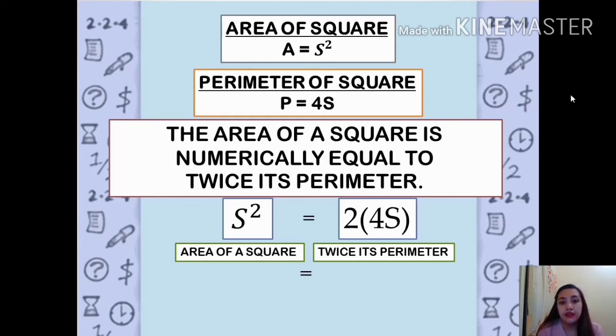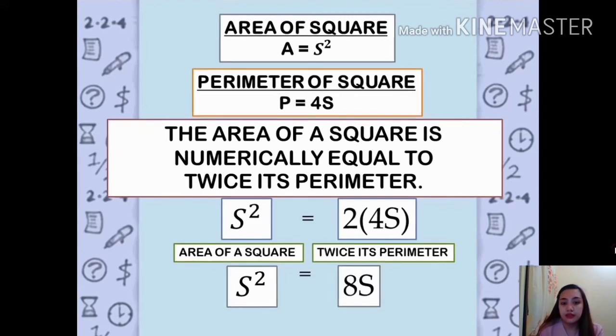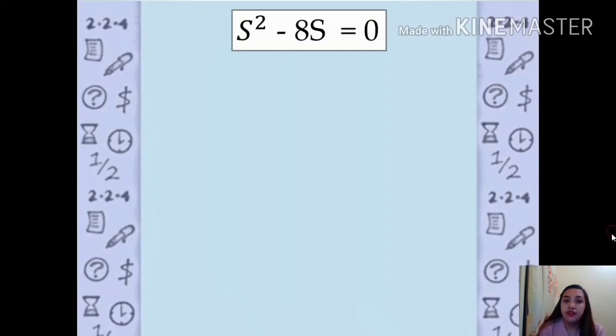Again, the area of a square, which is S squared, is, meaning equals, twice its perimeter. So when you say twice, 2, and the perimeter of the square is 4S. So the equation is S squared equals 2 times 4S. Now, how are we going to solve it? Of course, we will multiply 2 times 4. We will get 8S. Now, you have S squared minus 8S equals 0.